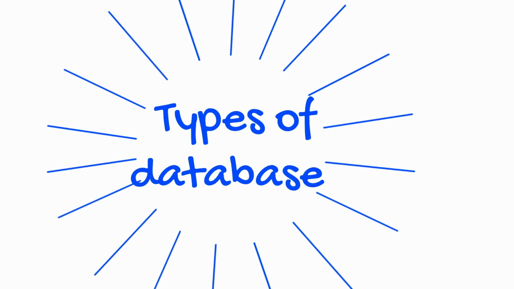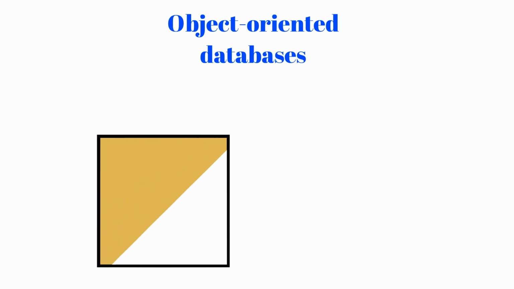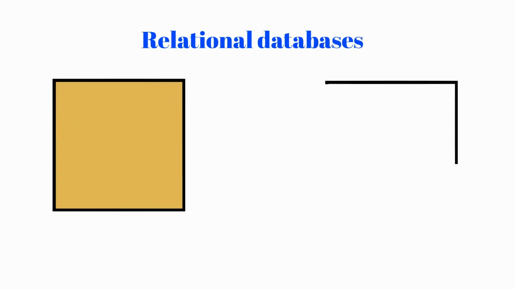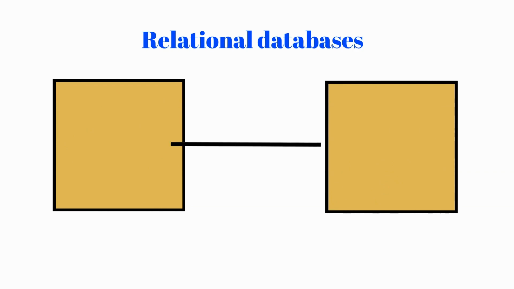There are a lot of database types, such as object-oriented databases, characterized by representing information in the form of objects. Relational databases, which are a collection of tables that can be linked into relationships with each other. Inside the tables, we can give the rows keys. These are primary and foreign keys.